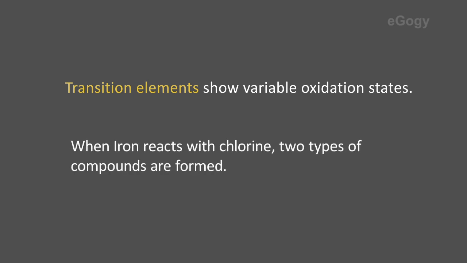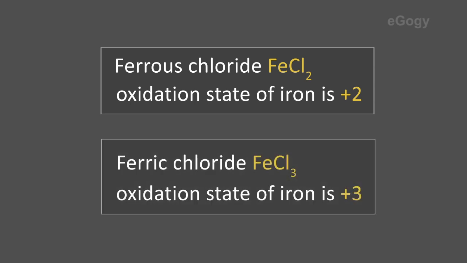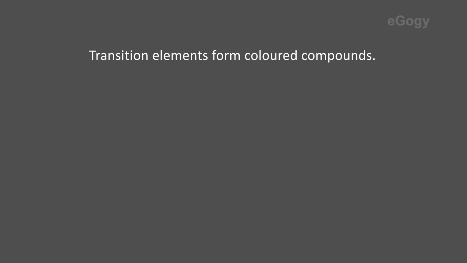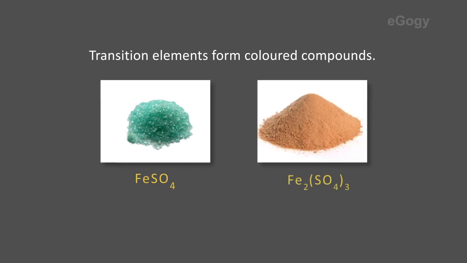For example, when iron reacts with chlorine, 2 types of compounds are formed. Ferrous chloride, FeCl2. Here the oxidation state of iron is +2. Ferric chloride, FeCl3. Here the oxidation state of iron is +3. Transition elements form colored compounds. Example: ferrous sulfate is green colored, while ferric sulfate is brown colored.